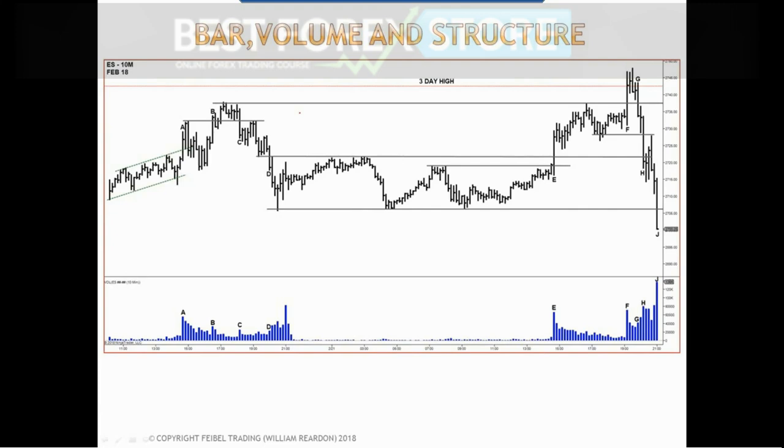It's important to recognise the subtleties like B and F. Most traders are not aware of this phenomenon.